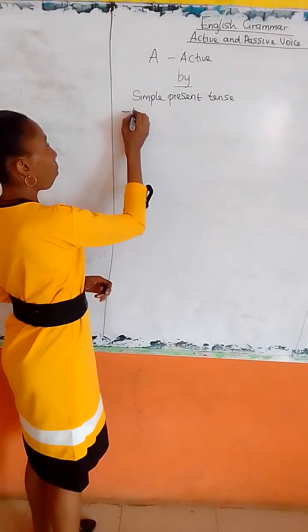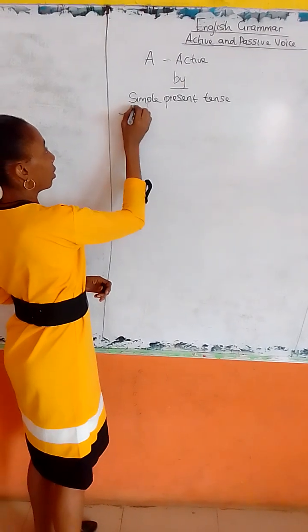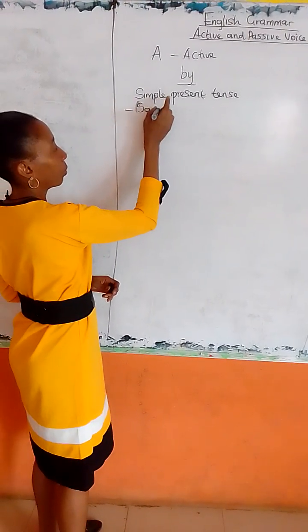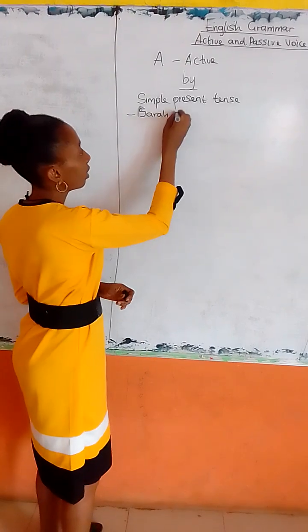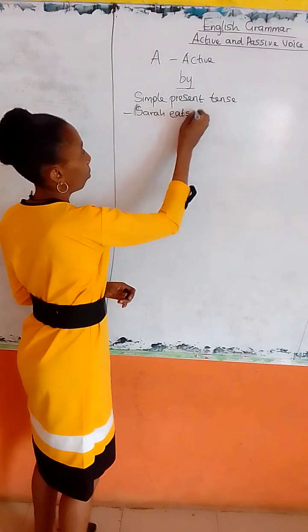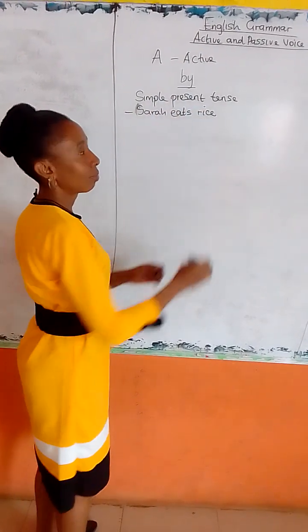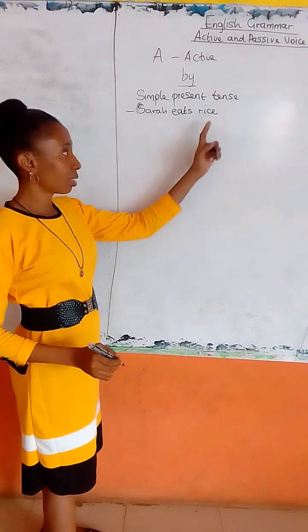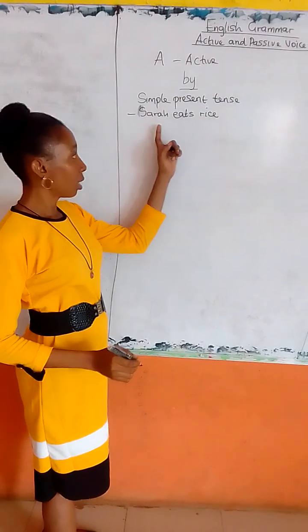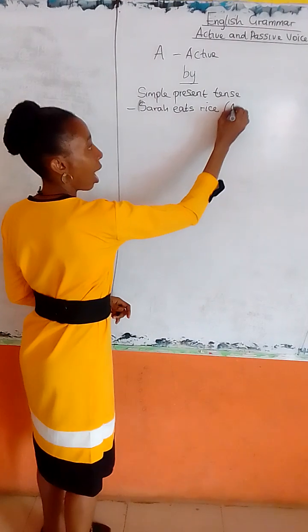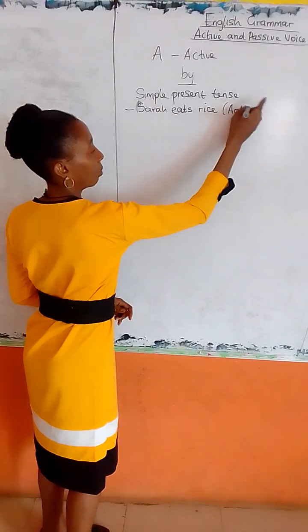We say, Sarah eats rice. This is the subject. This is the object. This will be in an active voice.